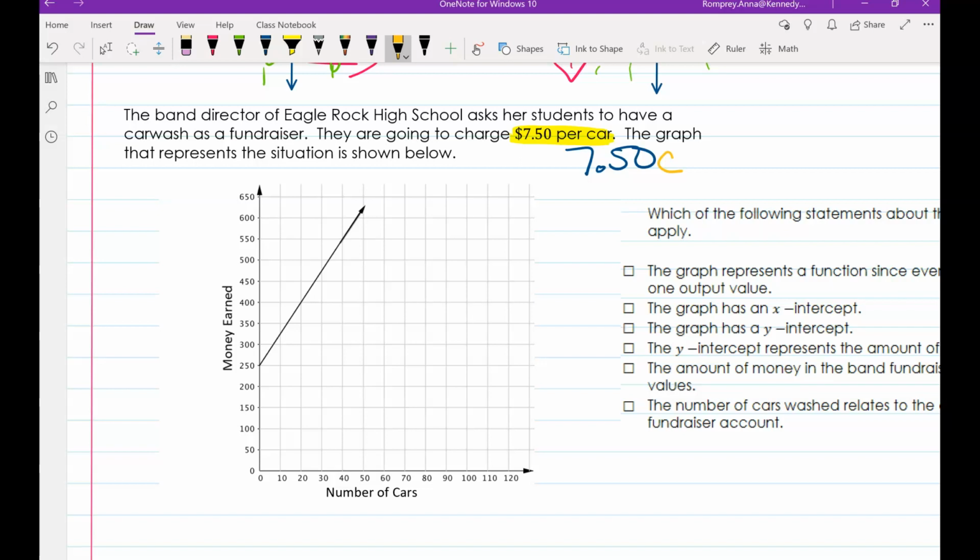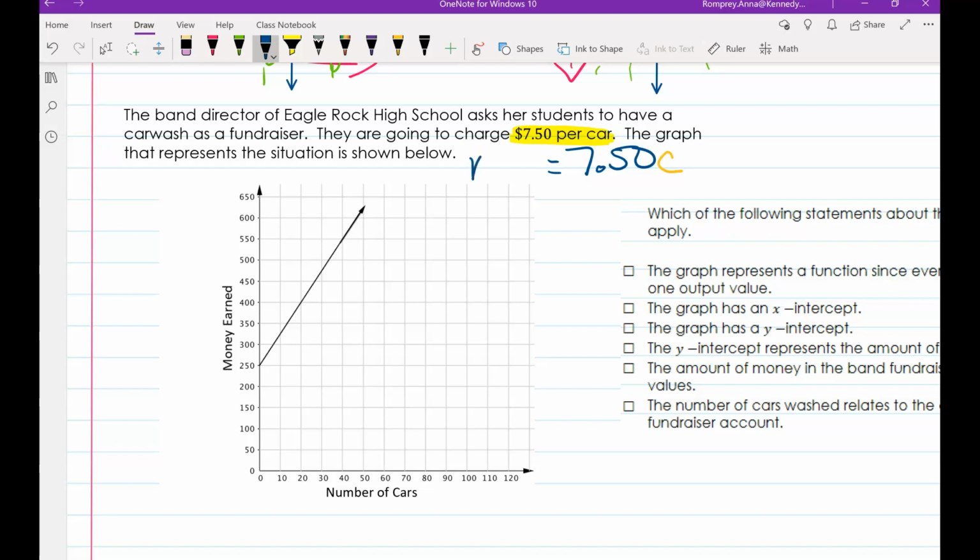So what are we doing here? We're having a car wash. So, oh, we're trying to make some money. Well, that makes sense. All right. So when we set up our function rule, we're trying to make some money. So money earned. So either M for money or E for earned.